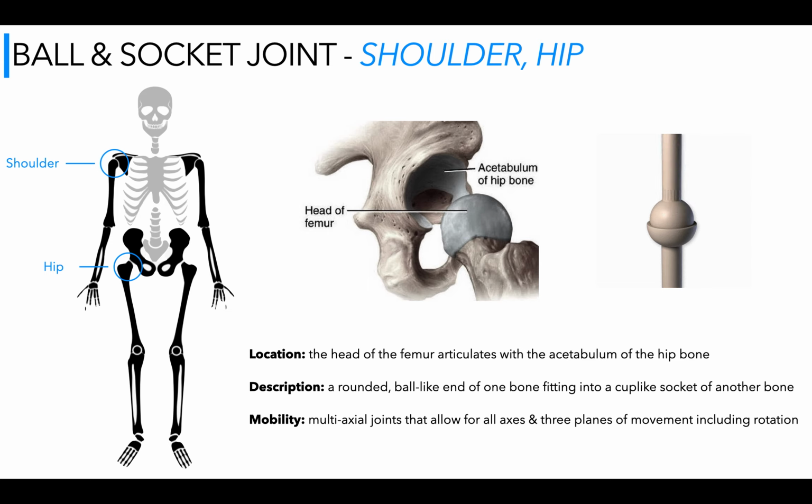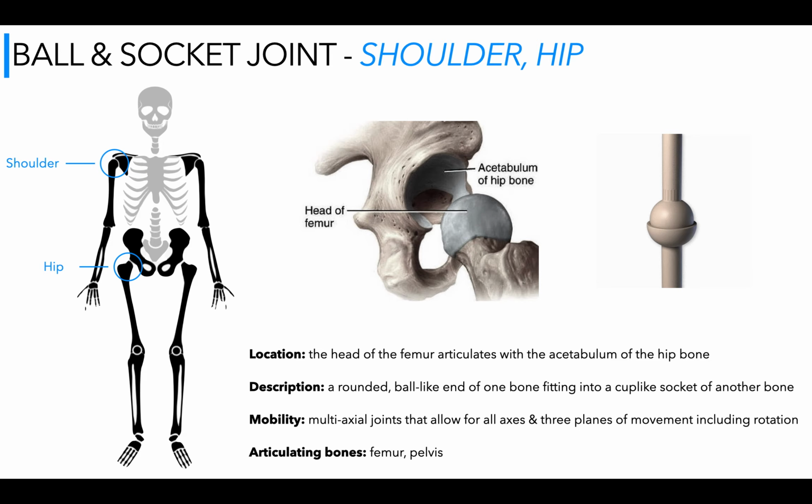Multiaxial or triaxial. So these allow for all axes and all three planes of movement. We've got rotation, we've got flexion, extension, abduction, adduction. So these are our triaxial, our multi-axial joints, and hence why they are the least stable, because there's a lot more happening at the joint. Now, articulating bones there, the femur and pelvis.